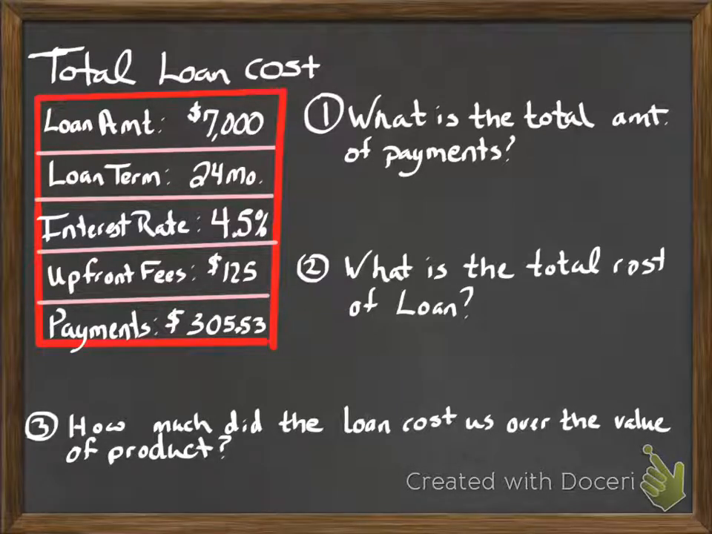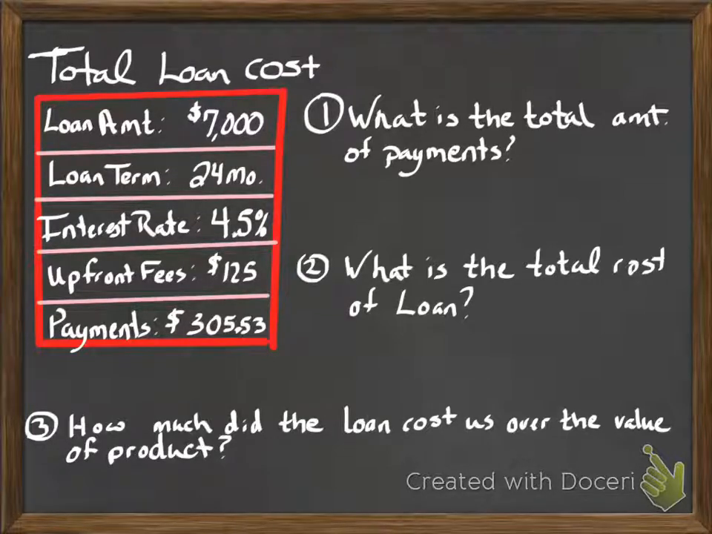The next set of questions on the assignment is where you have to use a chart to help calculate certain pieces. Using this chart, we're going to find the total loan cost for each of these pieces, and we're talking about what the difference between these questions is. Our loan amount is $7,000. Our loan term is 24 months. What does that mean? You have 24 months to pay back the loan.